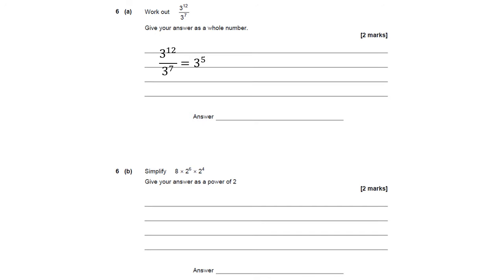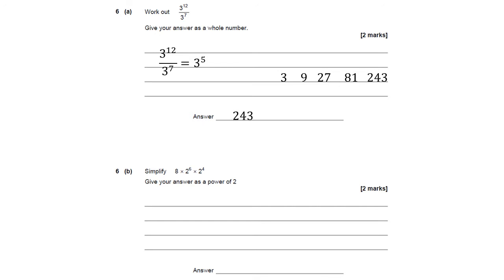So let's write out our multiples of 3. We know we've got 3, times that by 3 is 9, times that by 3 is 27, times that by 3 is 81, times it by 3 again is 243. So there's our answer.